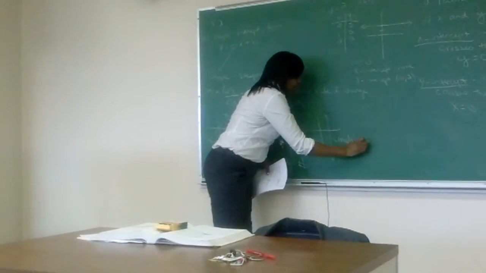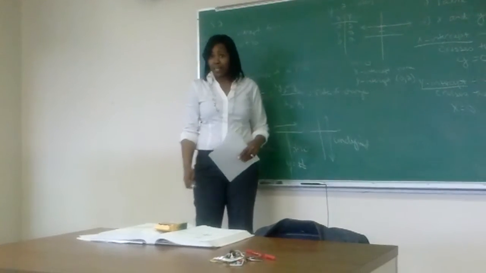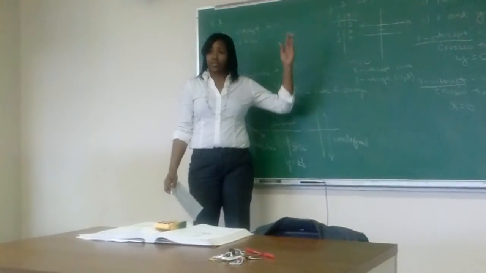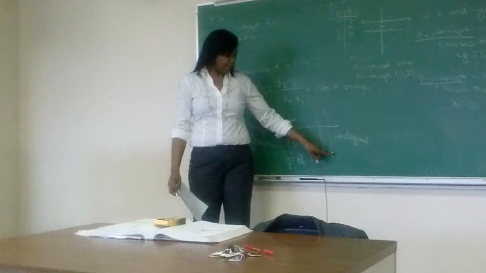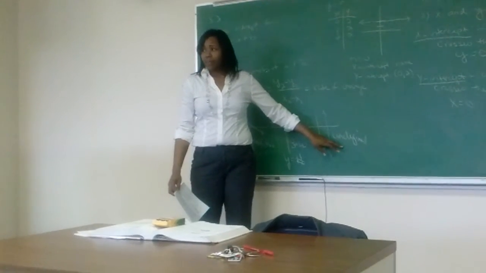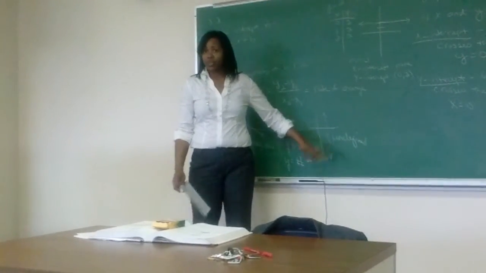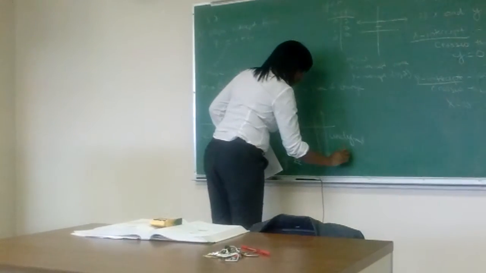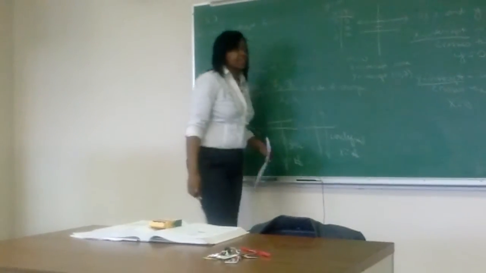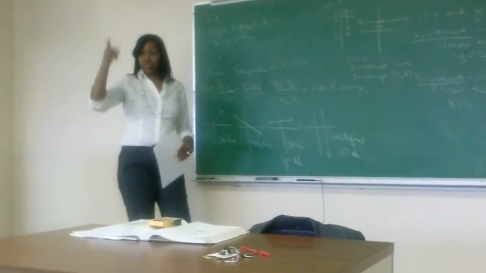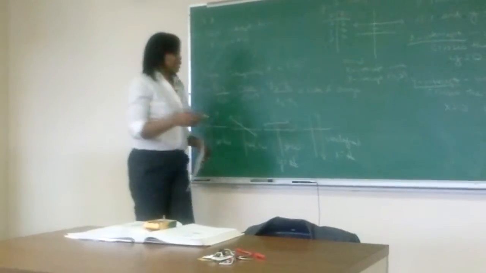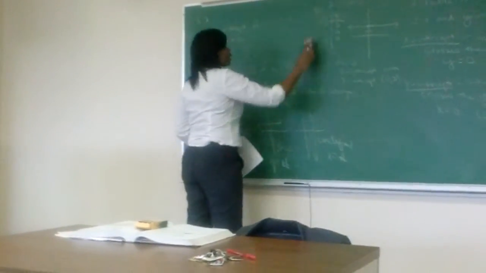Undefined. It doesn't have a slope, and I ain't getting on it. Straight up and down. It's undefined. That equation is special. It is x equals a number. So whenever it says x equals a number, that graph goes straight up and down on whatever that x number is.